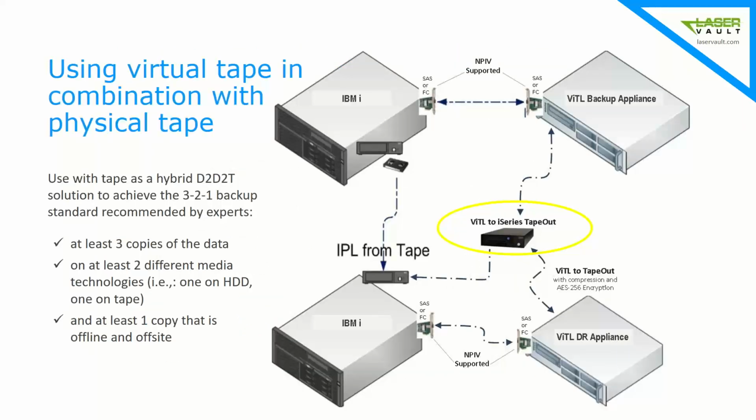So you can use virtual tape in combination with physical tape. Experts say that you should have a solution that can achieve a 3-2-1 backup, giving you 3 copies of your data on 2 different media technologies, one on disk, one on tape, and at least 1 copy that is offline or offsite.